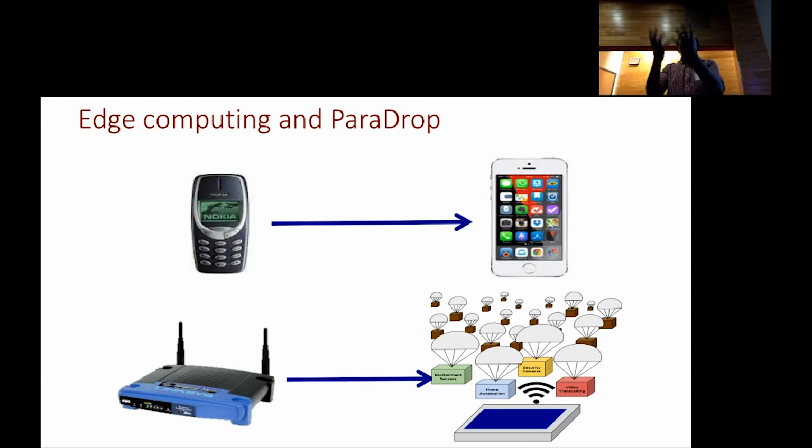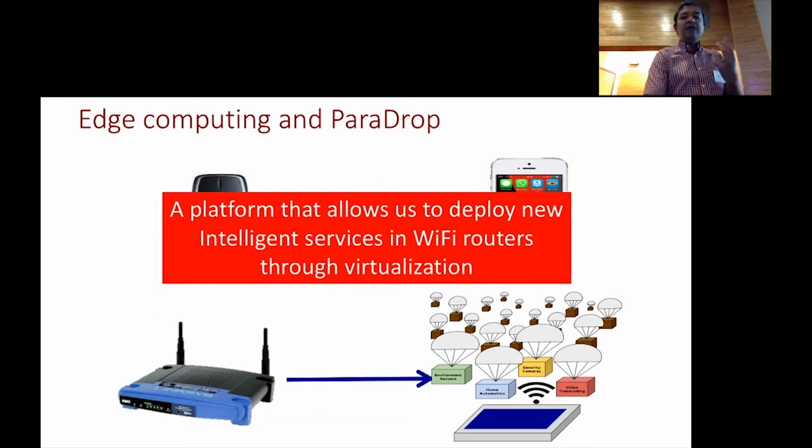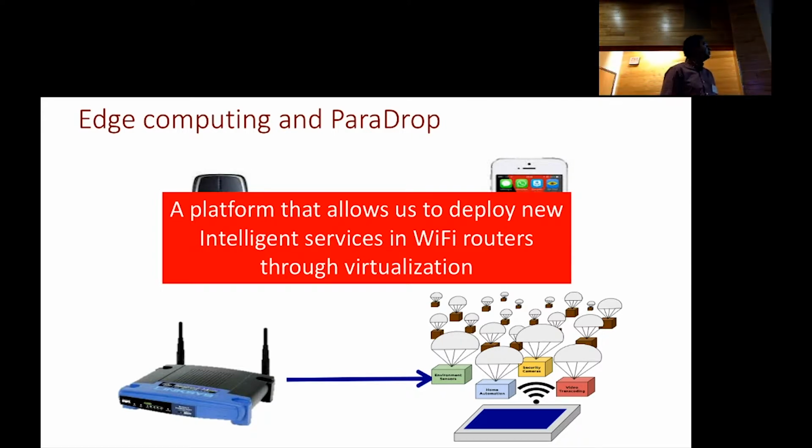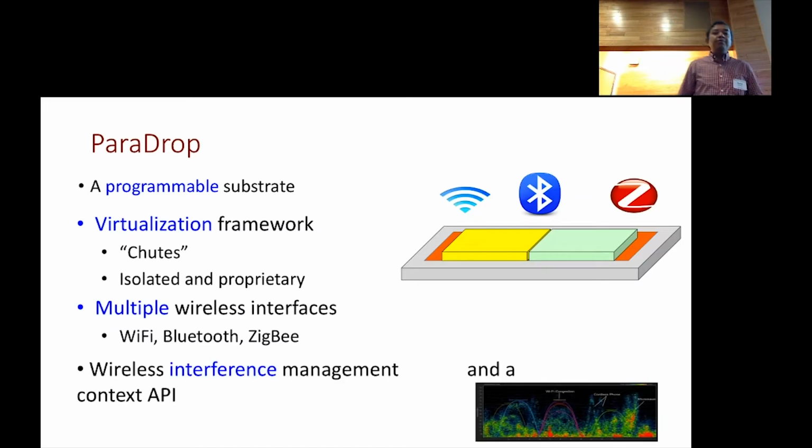It could be anybody creating these apps, and whoever has a smart idea can create it, and the homeowner can decide to install it, or a vehicle owner can decide to install it, and they can try it out and do interesting things with it. So that's what we are trying to do with ParaDrop. It's a platform that allows us to deploy intelligent services in Wi-Fi routers through virtualization. So the idea is that it is a programmable substrate.